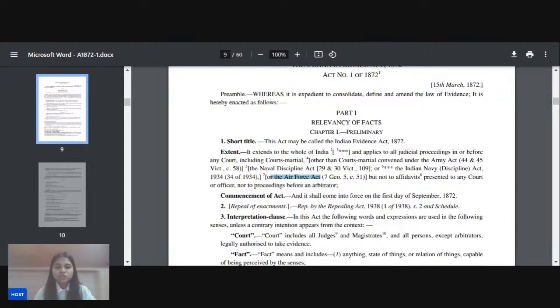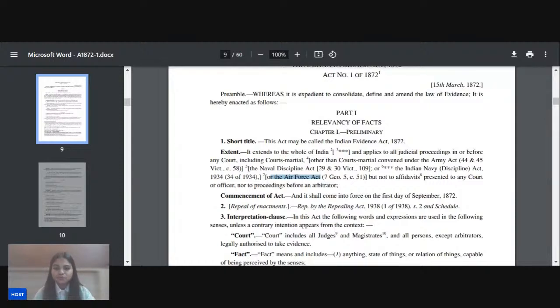So it is applying to judicial proceeding. It is applying to court martials also, except court martials which I have told. It does not apply to affidavit, and it does not apply to arbitration proceedings also. Why? Because arbitration proceedings are, again, proceedings of very special nature. They are not strictly governed by Indian Evidence Act, except the fundamental principles of fairness and the well established principles of evidence. It's not governed by Indian Evidence Act, right?